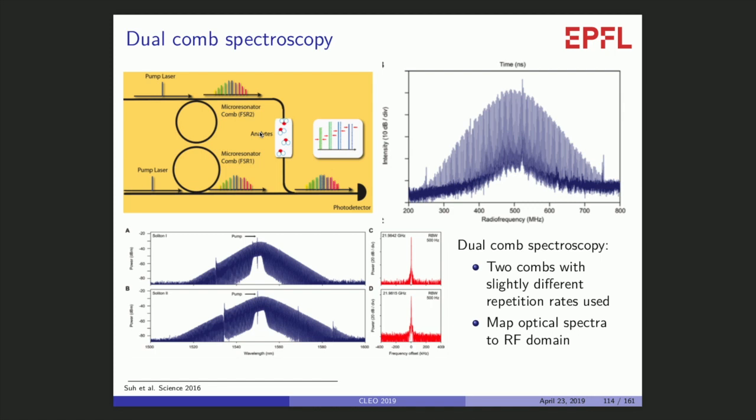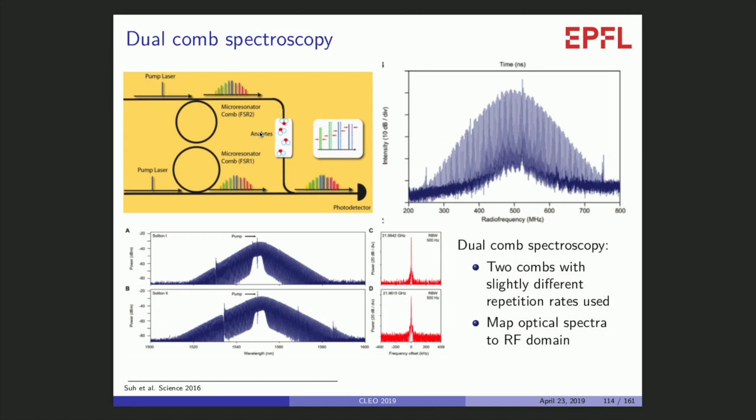Dual comb spectroscopy is a technique by which you take two optical frequency combs, and one of the optical frequency combs serves as a local oscillator for a second optical comb that's interrogating a species, say gas, in this case molecules. And the dual comb technique consists in taking two combs that have different repetition rates. And if you then measure the beating on a photodetector, you map the optical spectrum into the RF. So each comb tooth has a unique beating frequency that will increase as a function of the comb tooth you're looking at. And so this implies that you can map any pair of optical frequencies to one single RF frequency.